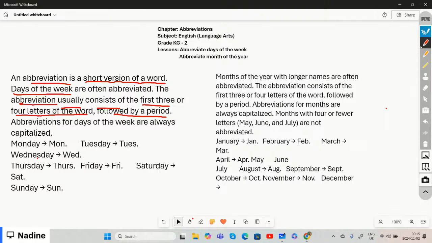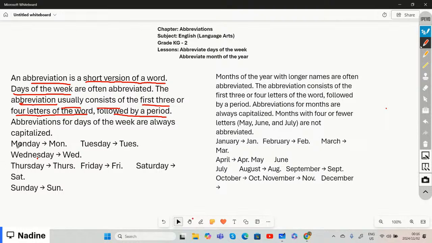And if we look at an example, and remember, we capitalize the days of the week. If we look at the days of the week, we see that each consists of an abbreviated word. It either consists of the first three letters or the first four letters of the word. Once we shorten that word, it is an abbreviation.